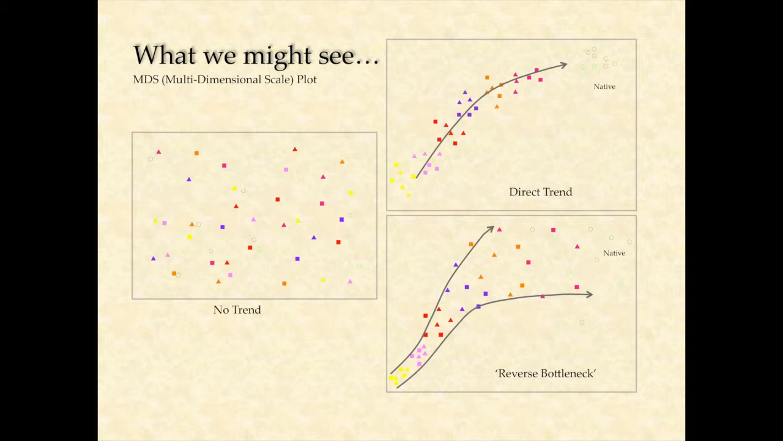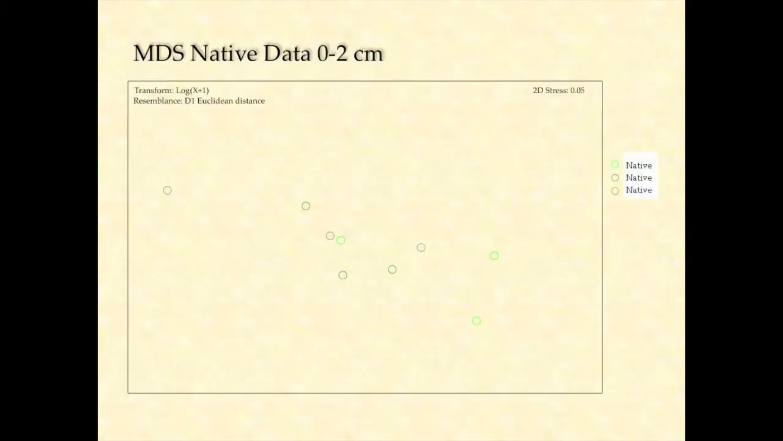And does this reverse bottleneck not only show some progression towards an endpoint, but an increase in functional diversity as well as some sort of successional change towards an endpoint? So what did we find?